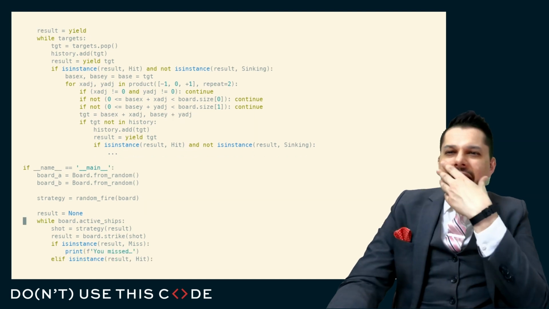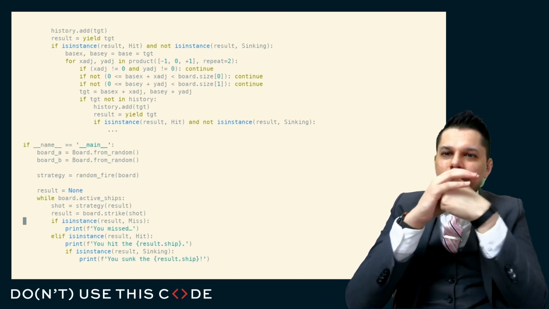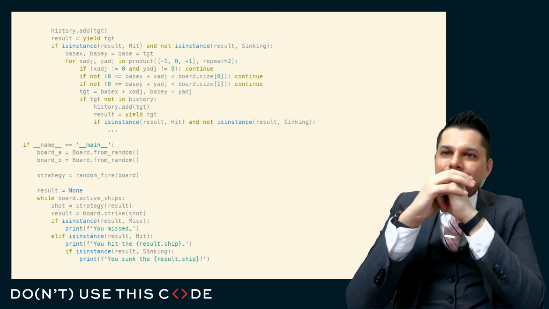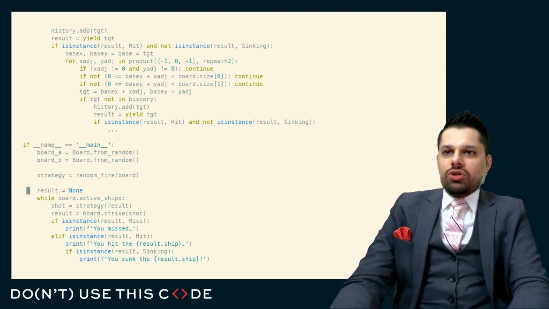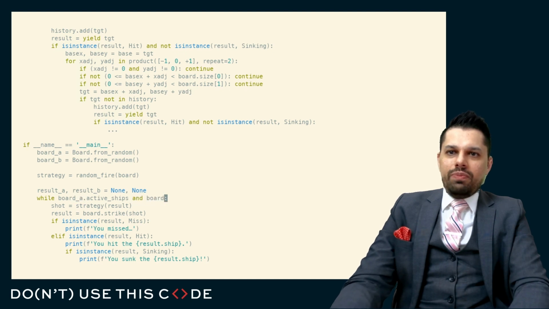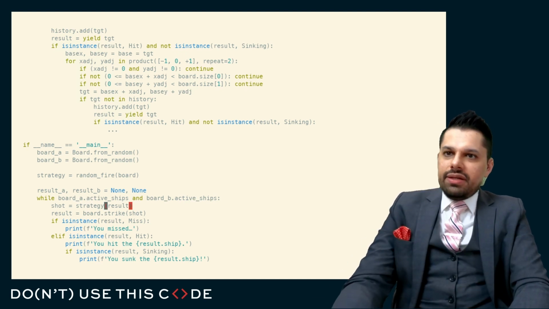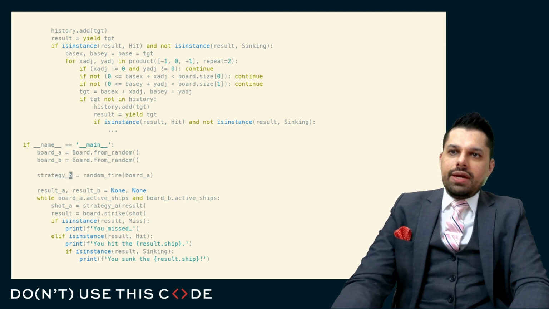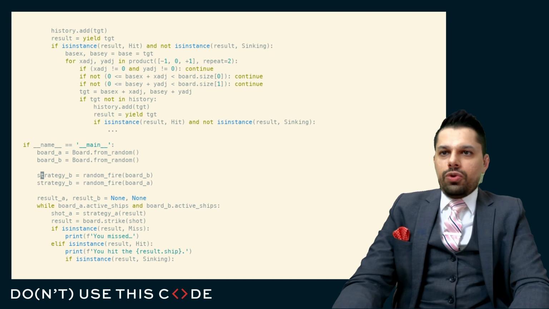quality of our results. And here we need to figure out how to change this main loop to run until both boards. So I guess we have result A and result B for the 2 players. And we can say while board A has active ships and board B has active ships. Okay, that's good. Then A's shot is A's strategy. So I guess we need to have 2 strategies. And here we're going to see a little bit of the dynamic of this thing. Strategy B is based off of A's board, and strategy A is based off of B's board. So here we go like this.